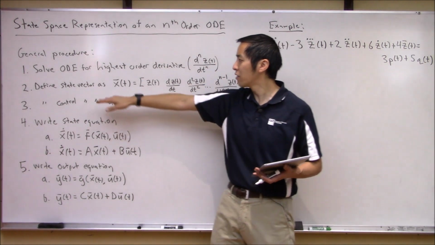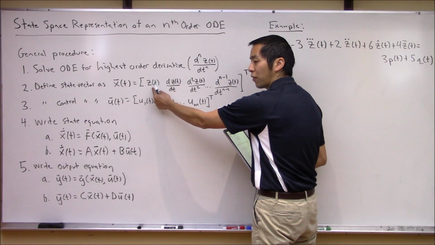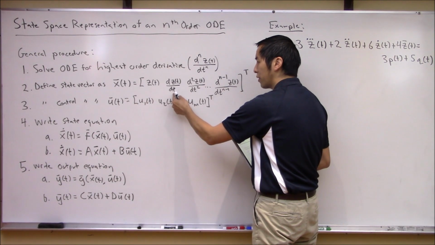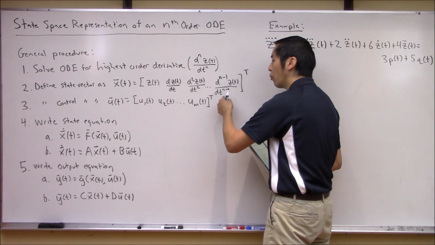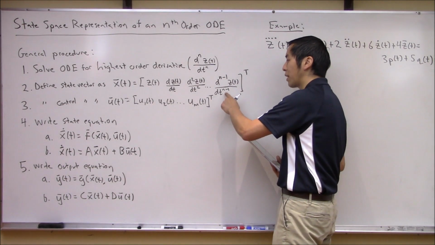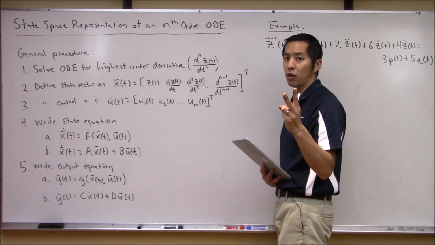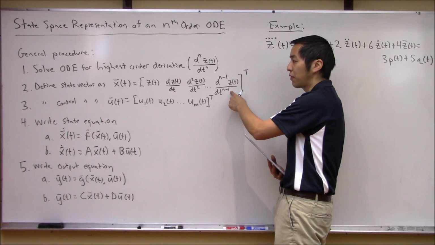Once you've done that, step 2 is you define the state vector as the independent variable, its first derivative, second derivative, and so on, all the way up to the n-1 derivative. So you stop at n-1. This gives you a state vector of length n, an n element state vector.